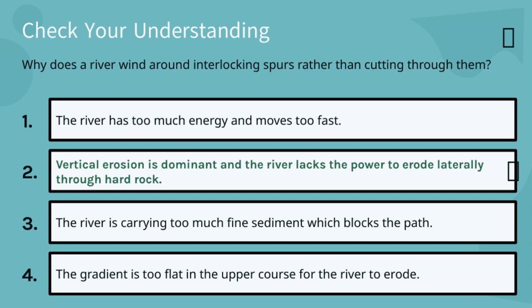This is why interlocking spurs are found in the upper course. The river is energetic, but its energy is focused downwards. It cuts into the riverbed, creating a narrow, steep-sided valley. It does not yet have enough lateral erosion to cut sideways through the ridges of harder rock. So instead of cutting through them, the river takes the easier route and winds around them. This helps us understand the shape of upper course valleys. They are narrow, steep, and often winding because the river is adjusting to the resistant rock and steep terrain.